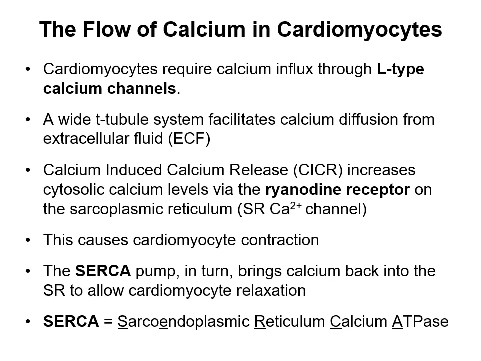So the flow of calcium in cardiomyocytes. Remember, cardiomyocytes require calcium influx through the L-type calcium channels. There's a wide T-tubule system that facilitates calcium diffusion from the extracellular fluid. And remember, the T-tubules are invaginations or indents, kind of, that allow the calcium channels on that membrane to be pretty close to the sarcoplasmic reticulum. It puts them within that vicinity.